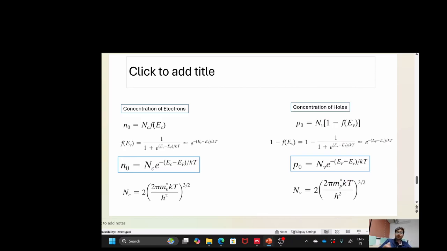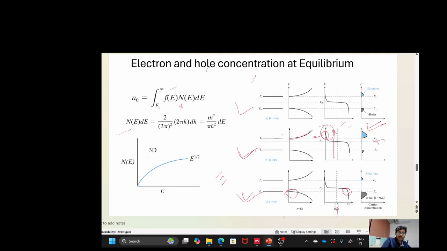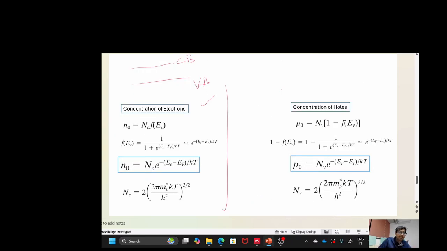Okay, let me just erase this. So now, the concentration of electrons in the conduction band. This is the valence band, this is the conduction band of a semiconductor. When you solve that previous equation, you will get n naught equal to some big term, and F(EC). F(EC) is the probability of finding the electron at the conduction band minimum. And NC is the density of states, or effective density of states.